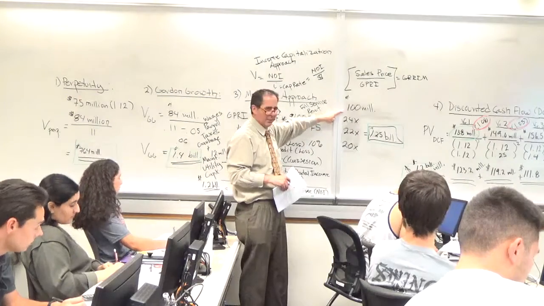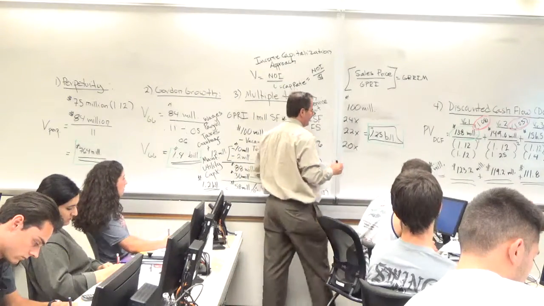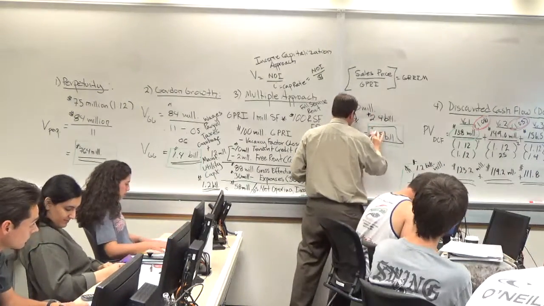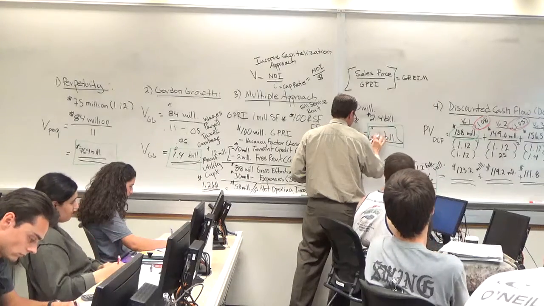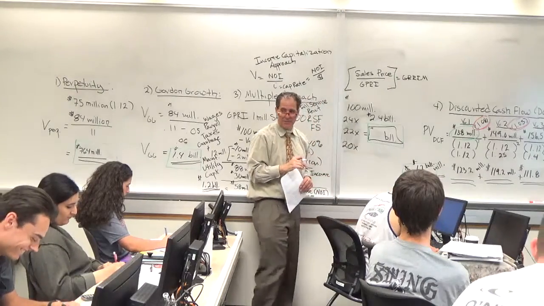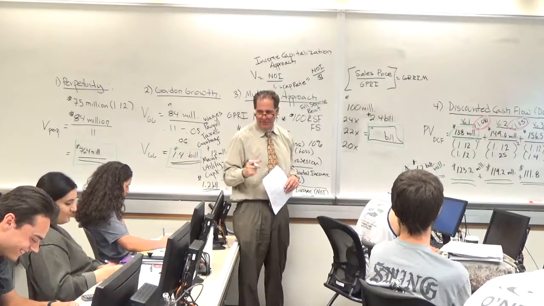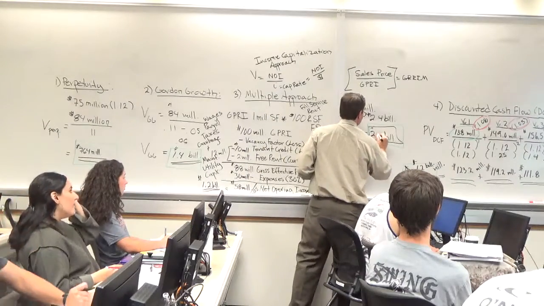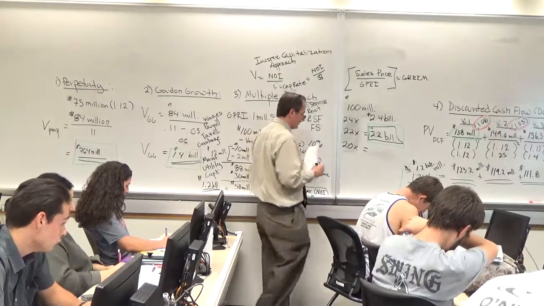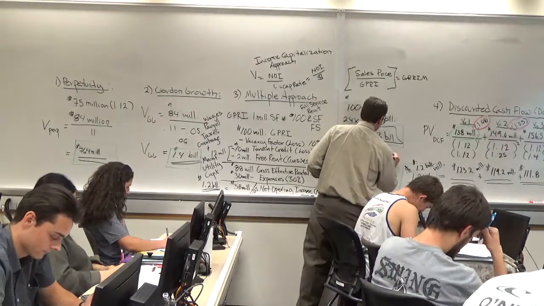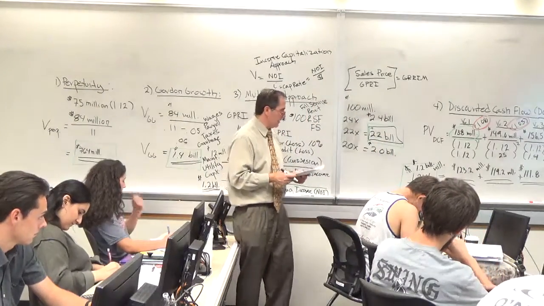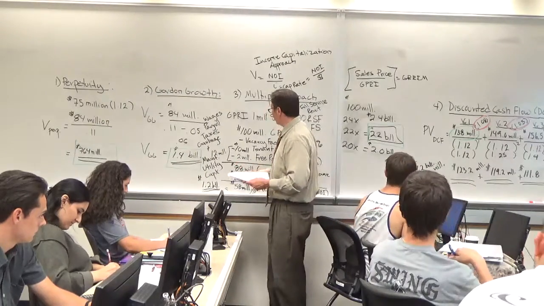So what's 100 million times 24? 2.4 billion. And what's 100 million times 22? I know, I'm just racking your brain on the math. 2.2 billion. Thank you. And then what is 100 million times 20? 2 billion. And we'll just pick the midpoint, which is 2.2. That's significantly higher than the 1.2 and 1.4.